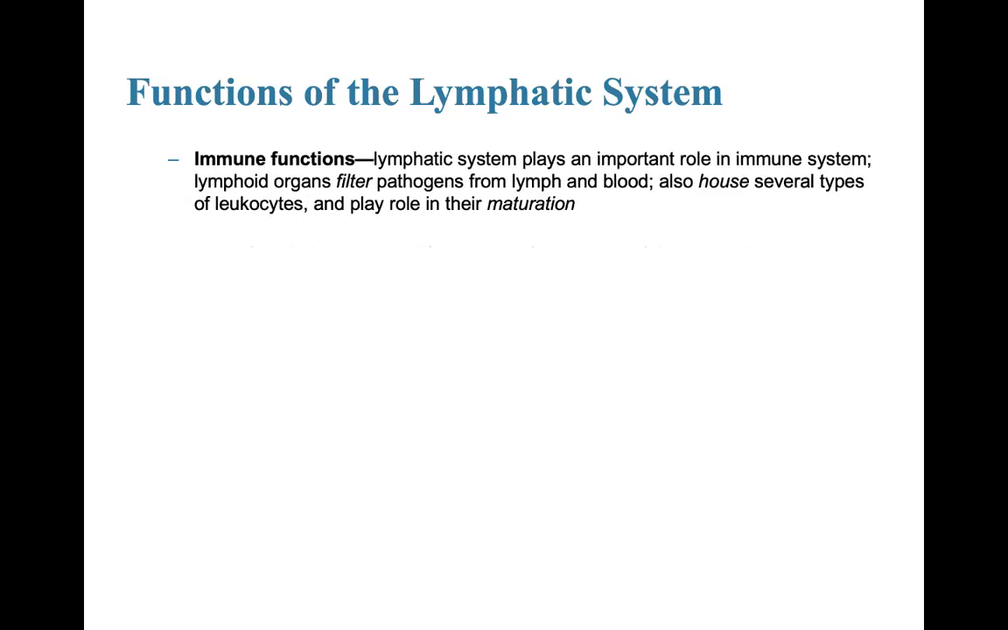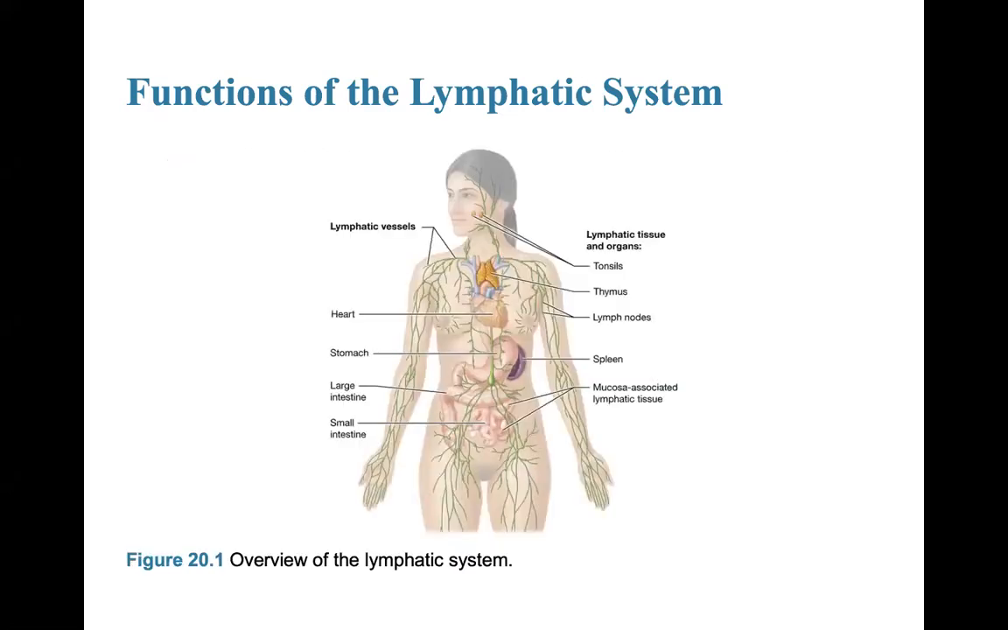Now, the lymphatic system will also play an important role in the immune system, in the sense that the lymphoid organs will filter pathogens from the lymph and the blood. They will also house several types of leukocytes and play a role in their maturation as well.